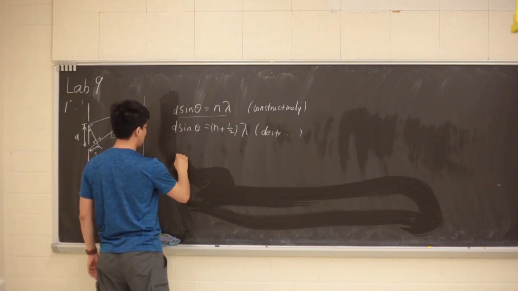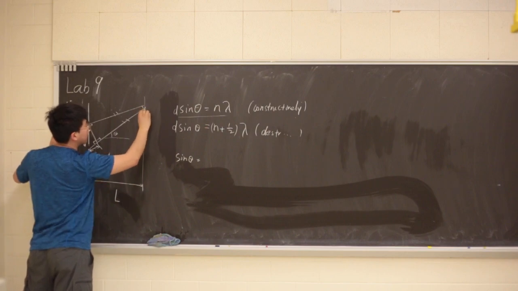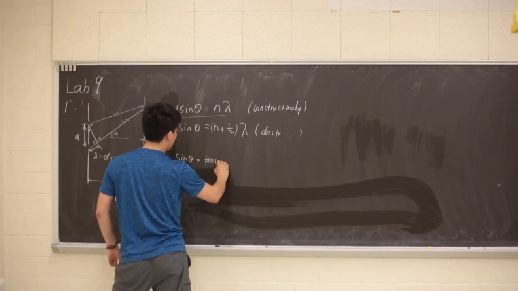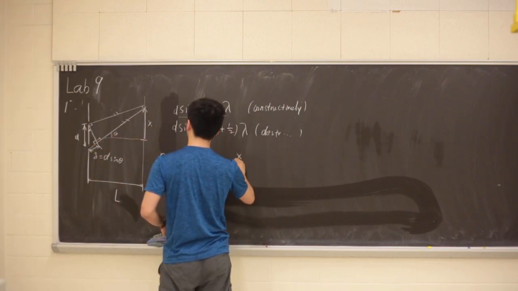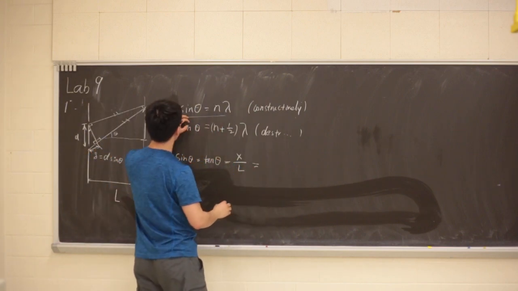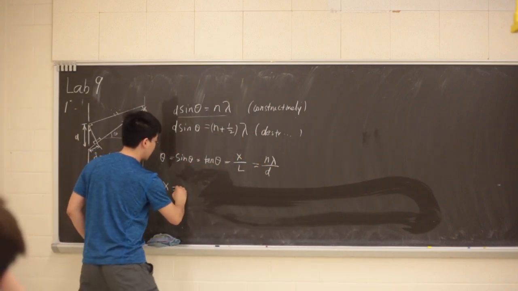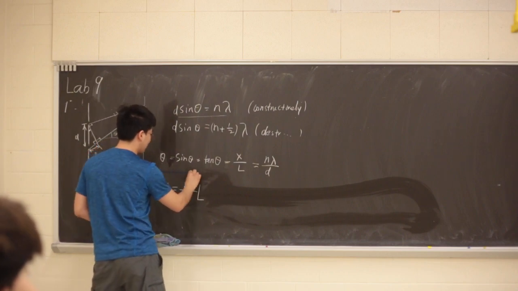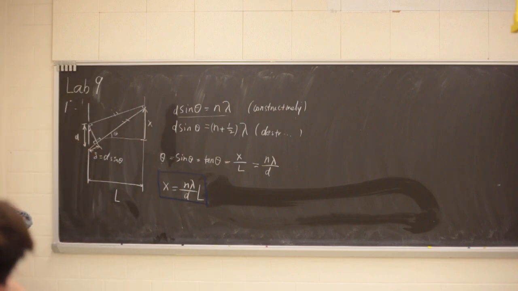So sine theta equals, you can know from the trigonometry, if you define x here, for really small theta, theta equals tangent theta, even sine theta, as x over L. And that equals m lambda over d. So then you have x equals m lambda over d times L. That's our formula for how to calculate where the bright spot is.